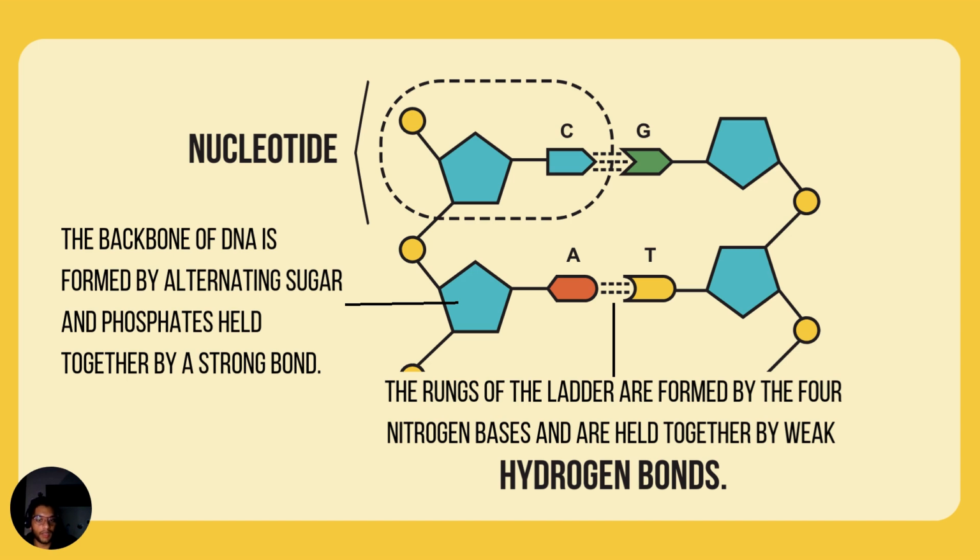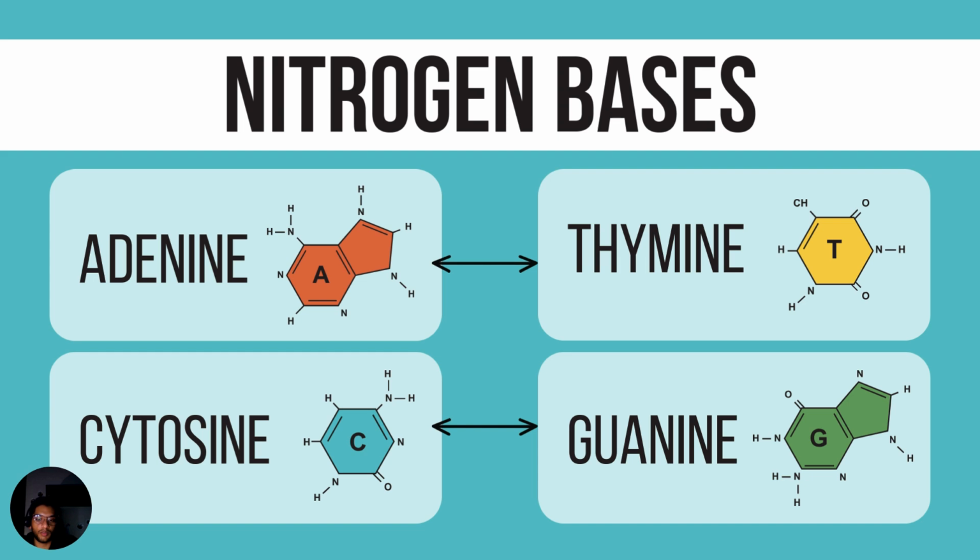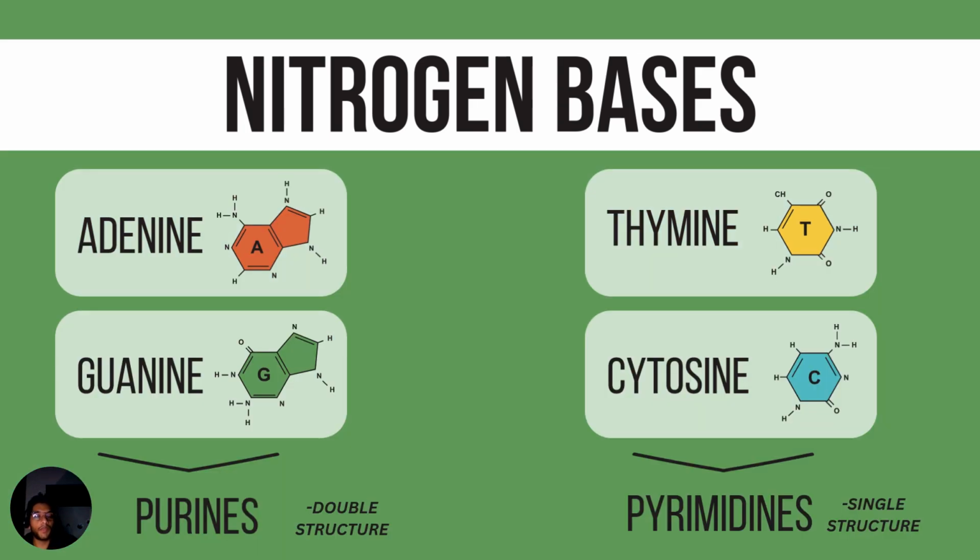So the bases meet together from each nucleotide and are held by a weak hydrogen bond. The rungs of the ladder are formed by four nitrogen bases, which are held together by those weak bonds. So let's look at these nitrogen bases. We have adenine, thymine, cytosine, and guanine. Adenine and guanine are double structured, hence they are purines. Thymine and cytosine are single structured bases, hence they are called pyrimidines.